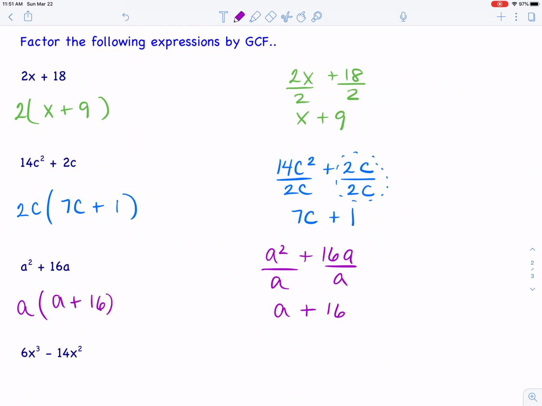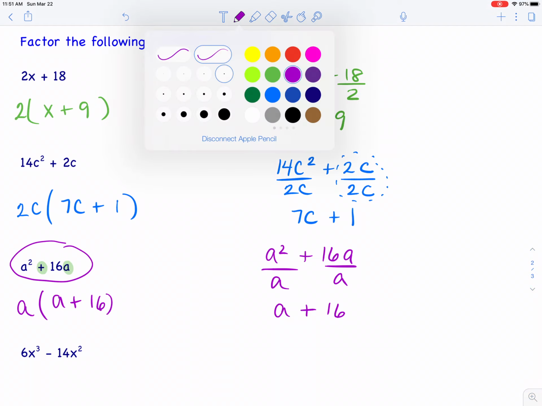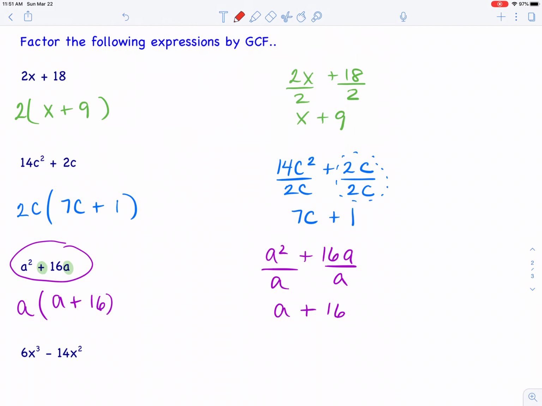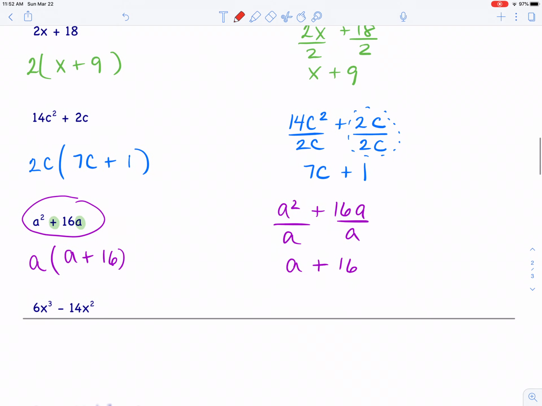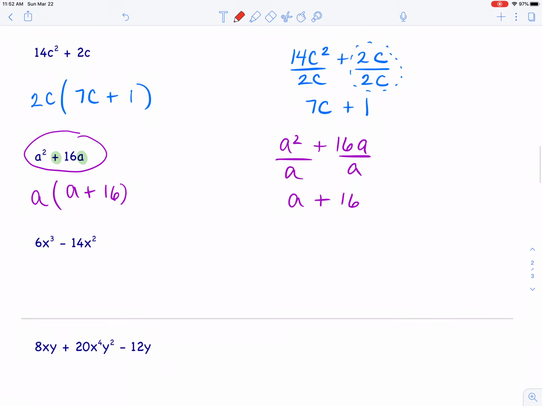Now, when we get to examples that'll have the methods mixed up, this example that you just did could potentially look like a difference of two perfect squares, except it's plus instead of minus, and the a is not a perfect square. So this is what you'll eventually need to be able to do, determine that that was a GCF example and not a difference of two perfect squares. The next one does have a minus sign, but not two perfect squares, so we're going to be using GCF.